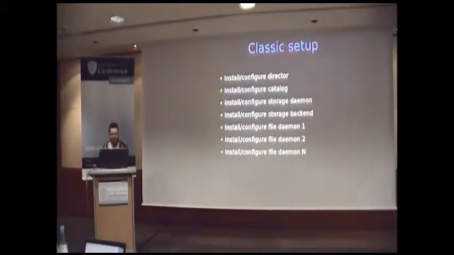In a classic setup, you would have one or multiple persons manually install and configure the director, the catalog, the storage daemon, the storage backend, and then each and every single file daemon. And the first few parts are easy. Well, all the parts are easy. The first few parts are relatively quickly done. But all the file daemons, it can be done in 10 minutes if you have like 5 file daemons. But if you have a couple hundred hosts, a couple thousand hosts to back up, this can take quite a while.